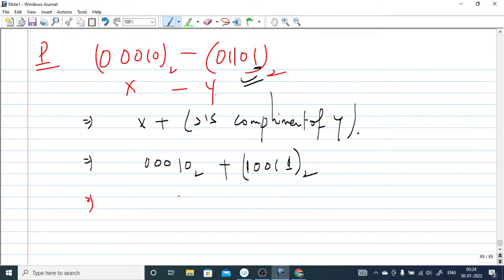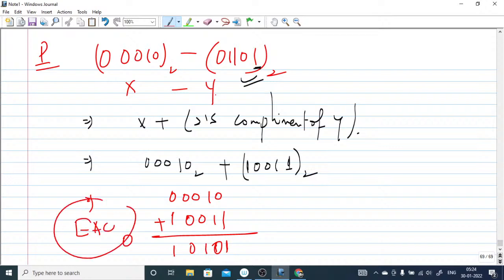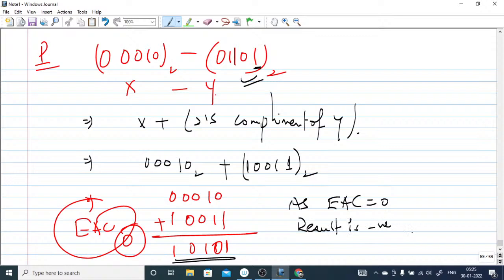Now add, so 0 0 0 1 0, 1 0 0 1 1, add them. So 1 0 1 0 1. Now you're getting 0 as the EAC, right? You're not getting EAC here. EAC is 0 here, right? Means what is the meaning of this? The result is negative, as EAC is equal to 0, right? So your result is negative, okay? And it is in 2's complement form.